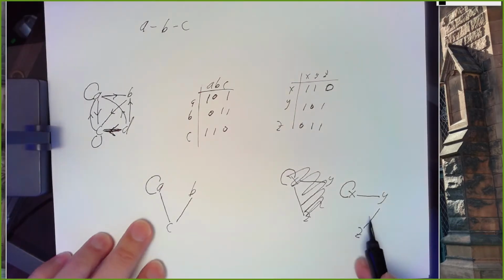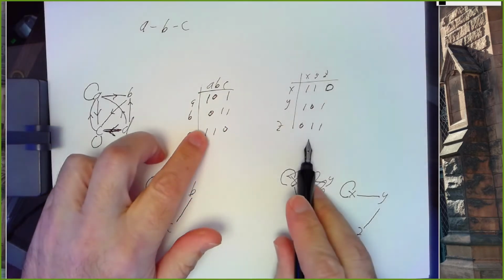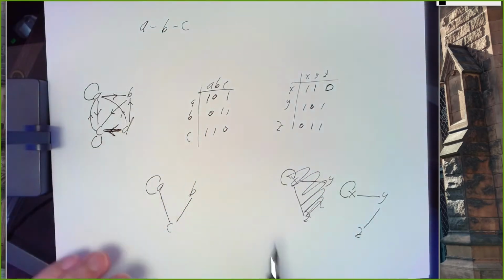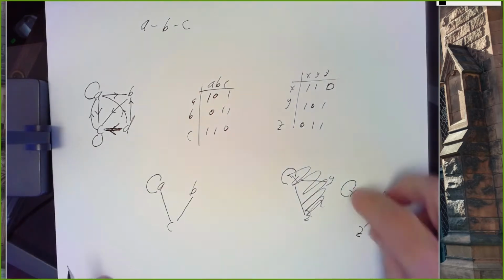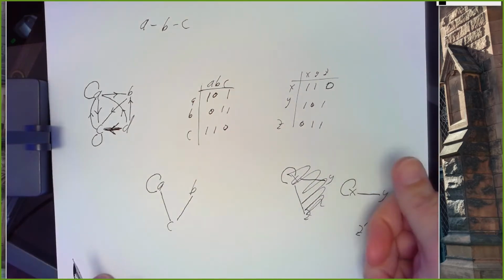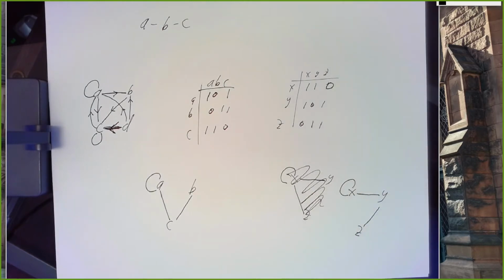So those are our drawings corresponding to those matrices. And you can eyeball these and see that these look the same, right? If I took this and flipped it over and pulled the Y down, they would look like the same picture.